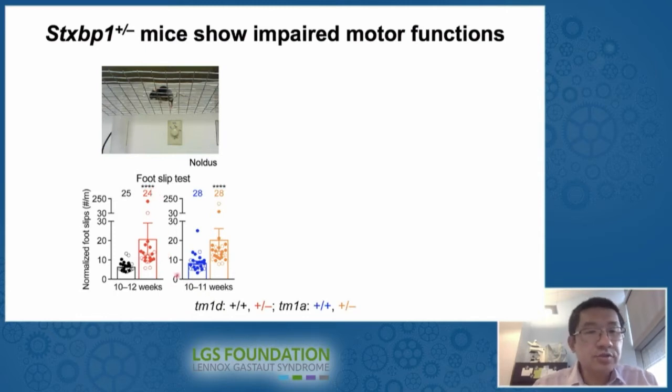So in this graph, you will see that the black or the blue are the wild type animals from 2 different alleles, and the red and orange are the heterozygote mutants. The open circles are female, the closed circles are males. And this graph setting will be consistent throughout the talk.